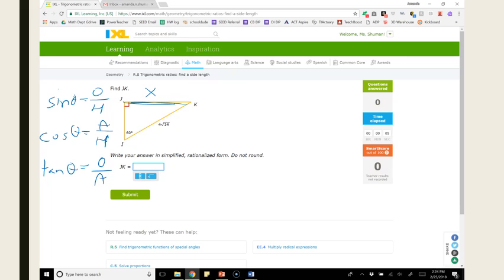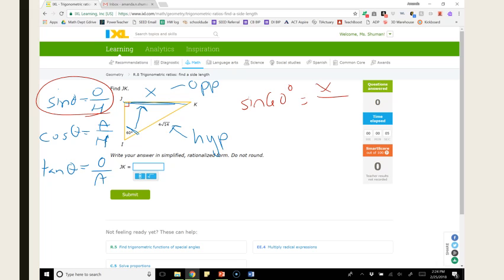Now I have to look at what two sides I have. If I look at the 60 degrees here, X is going to be my opposite side, and the 4 square root of 14 is going to be my hypotenuse. Now I have to figure out which one of my 3 trig functions is going to give me the opposite side and the hypotenuse. Well, that one is sine. It's the only one that deals with both. So I'm going to write sine of 60 degrees is going to be opposite, which is x, over 4 times the square root of 14.